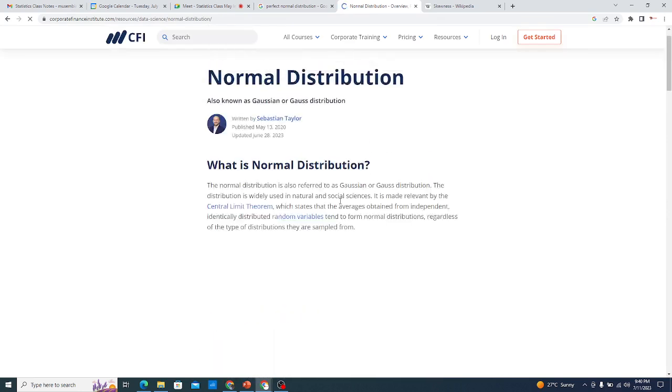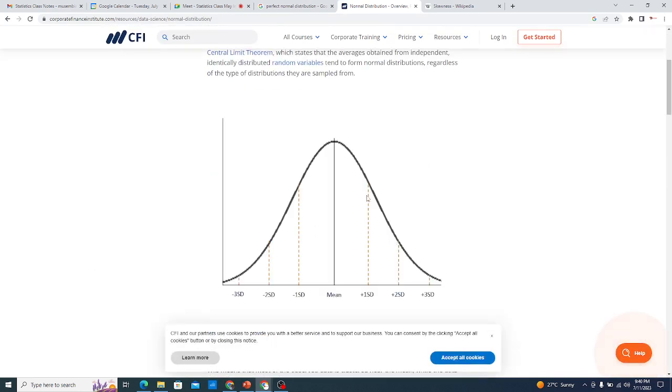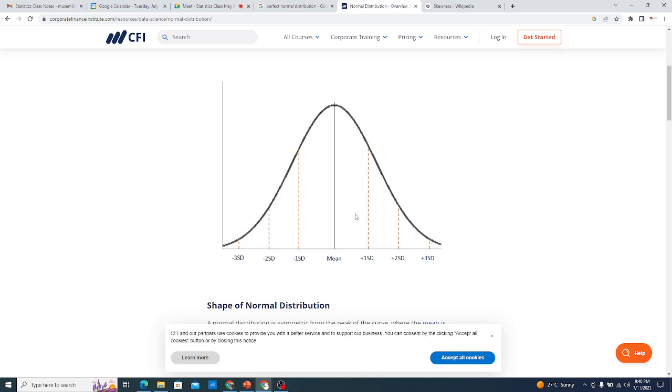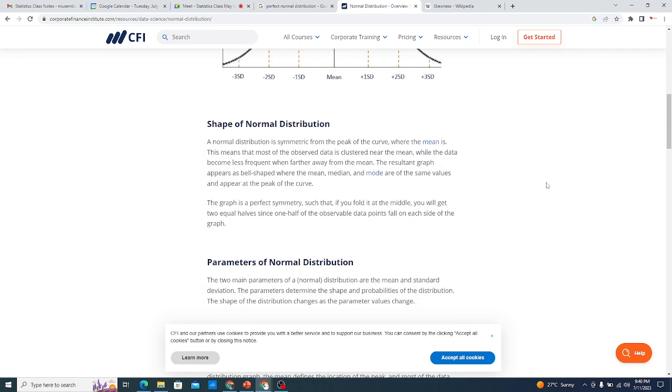Can't see the graph. Maybe it's taking some time. So you can see for a perfect normal distribution, the side from the mean on this side is equal to the other side. That shows the perfect normal distribution. If this side and this side are equal, then it means the skewness will be 0.